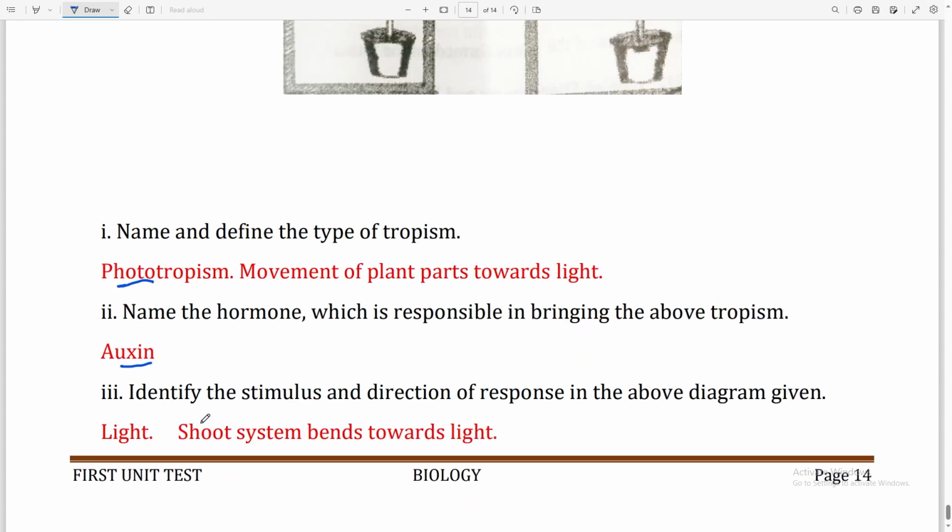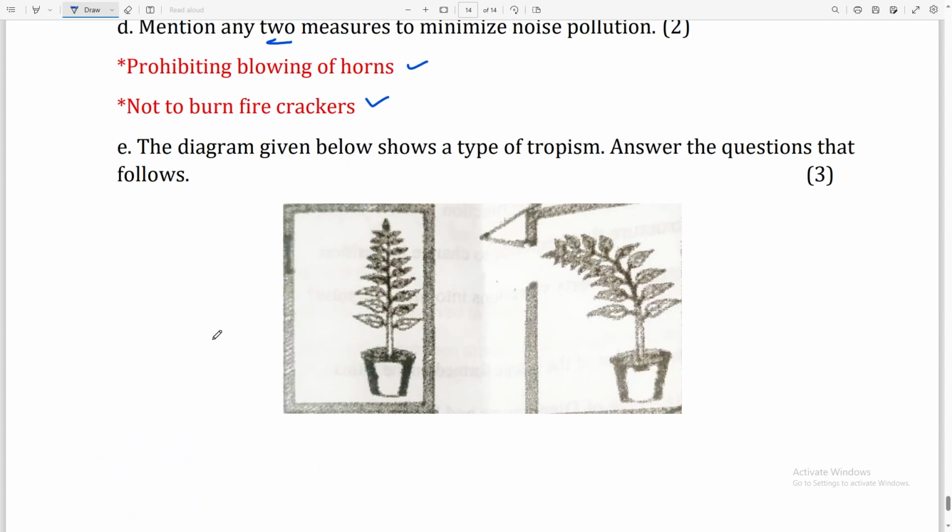Third, identify the stimulus and direction of response in the above diagram given. So which is the stimulus? Light is the stimulus, and direction of response, because here the shoot system is bending towards the light. So the shoot system bends towards light. This is the response. Find out, this is the arrow mark here. This is a closed room you can find. So it doesn't receive any light, but here it is open and this is the arrow mark. And we can find the movement of the shoot system towards the light source.